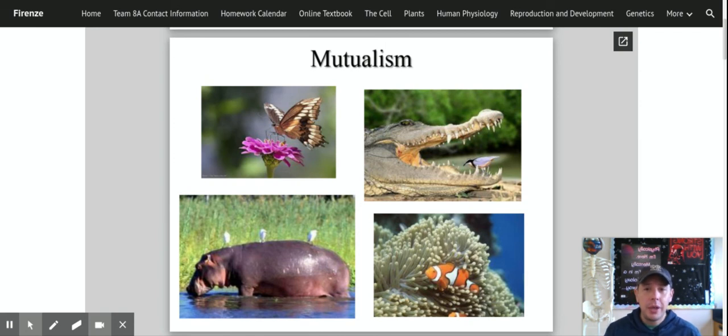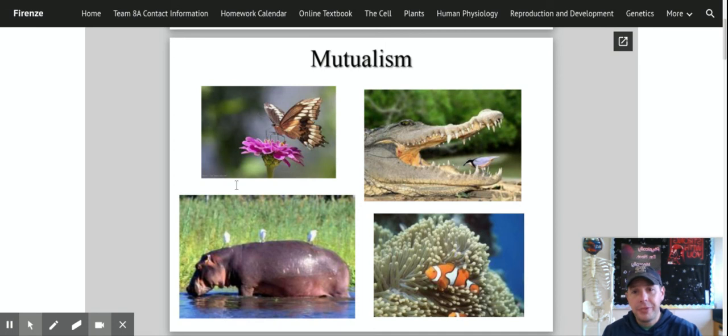They're cleaning the hippo. They're picking off all the bugs and whatever dead skin and everything that's on top of the hippo that the hippo can't get to clean himself. So they're cleaning the hippo for him. The hippo, in turn, is keeping the bird safe by not letting any predators go around it.